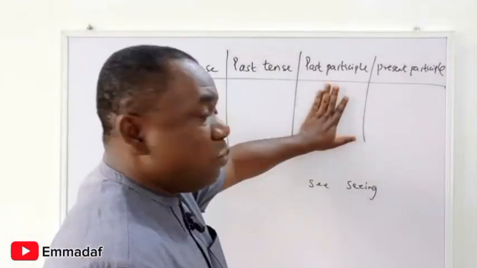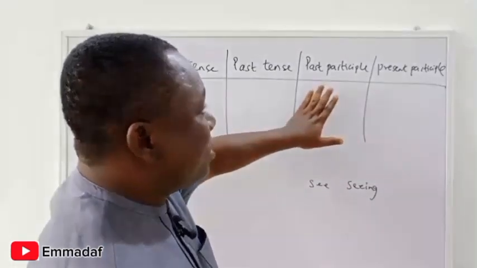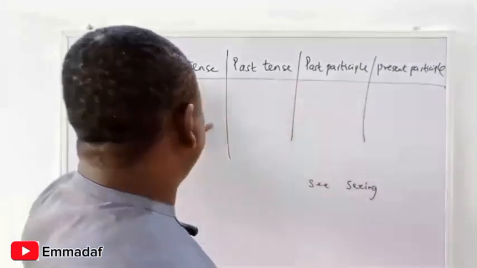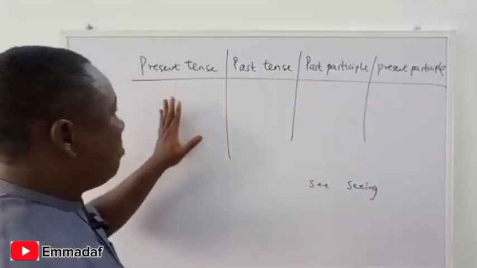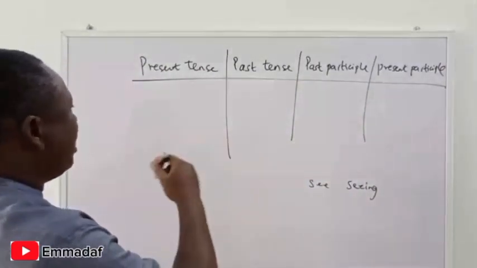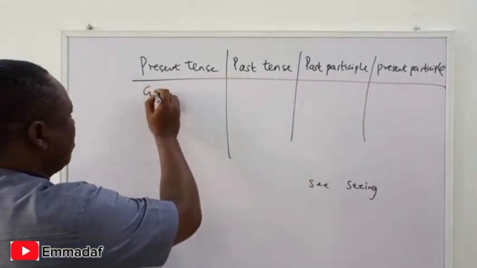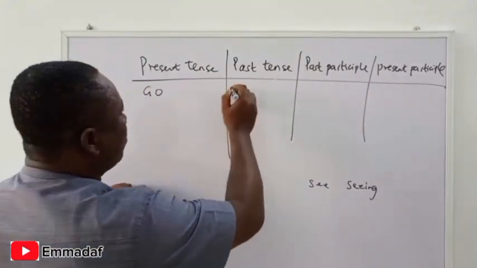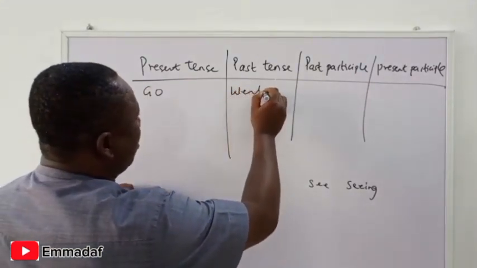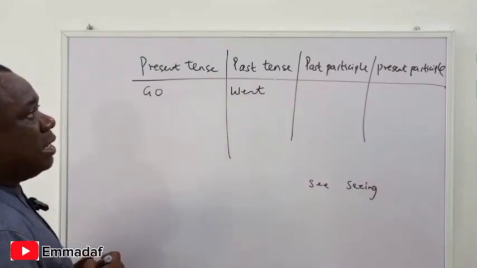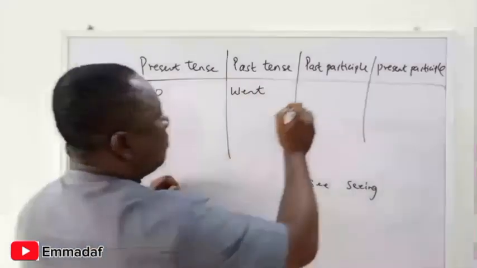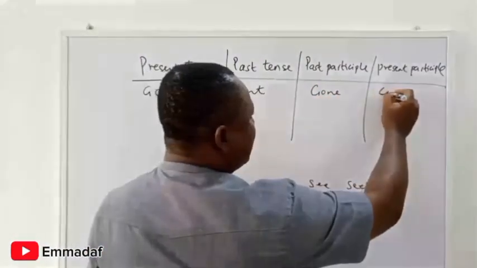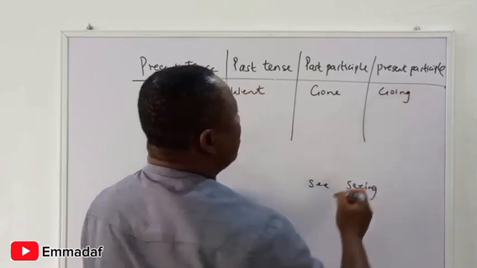This is where the real issue is. This is where the problem is. The past participle. I'm going to leave this. We'll come here and talk about the present tense. Now let's take a verb like go. The past tense of go is went, and the past participle is gone. And of course, this is going.